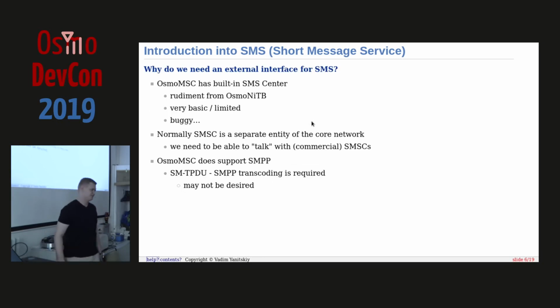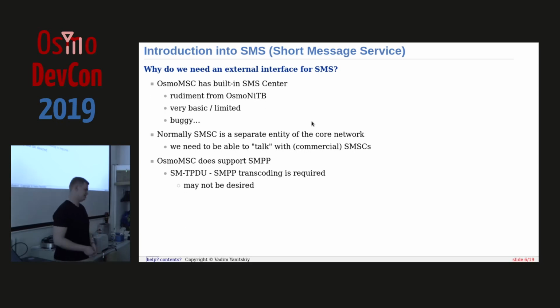Why do we need an external interface for SMS? Well, we have a kind of built-in SMS center in Osmo MSC, but it's a rudimentary implementation from the old network-in-the-box times. It's very limited and buggy. A few weeks ago I was writing some unit tests for it, and it's far from perfect. Normally, the SMS Center is a separate entity of the GSM network, and we need to be able to talk to some commercial implementations of SMS centers or implement our own SMS center.